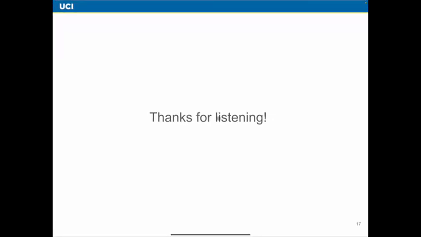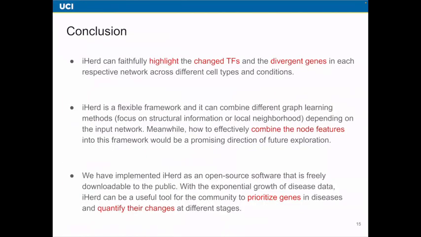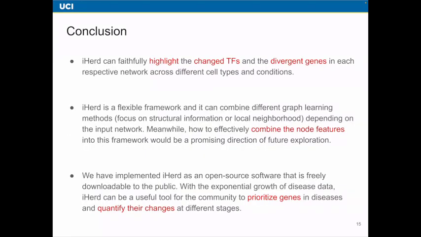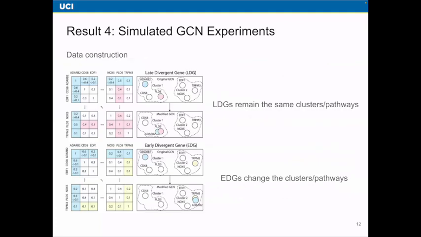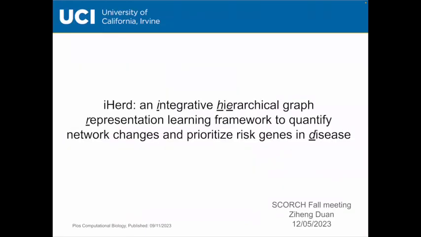So I have one. For iHerd, is it still in development, or is it something that people can use? Sure. We have published iHerd as an open source software, and it's free to download. And you can check our paper, and it will give you the link to download.